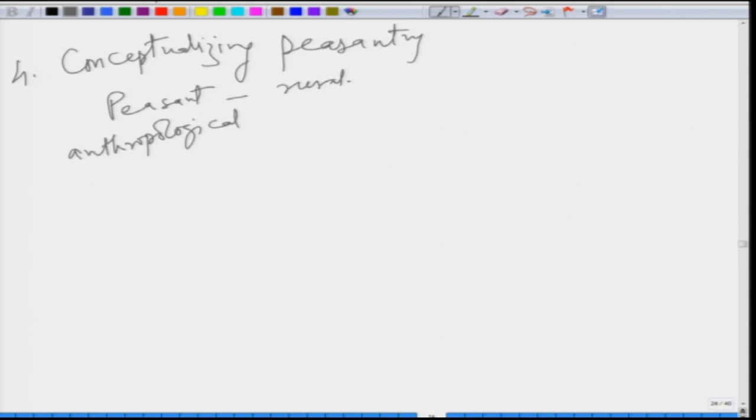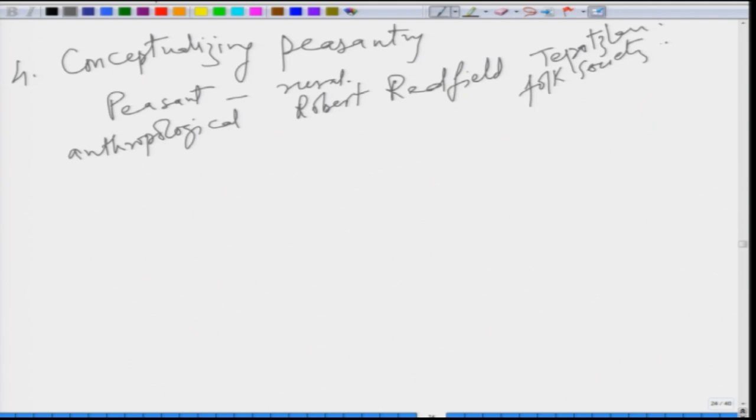So apart from the anthropological, we have talked about Robert Redfield's contribution when he was speaking about the village of Tepoztlan. Robert Redfield's understanding of Tepoztlan in terms of the concept of the folk society, we have spoken at length, is that the folk society is marked by the presence of the peasant society.